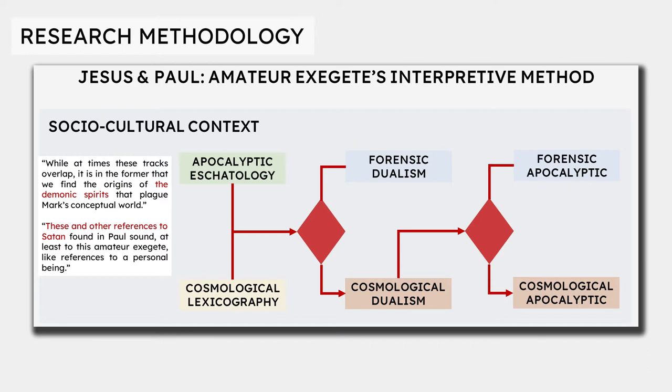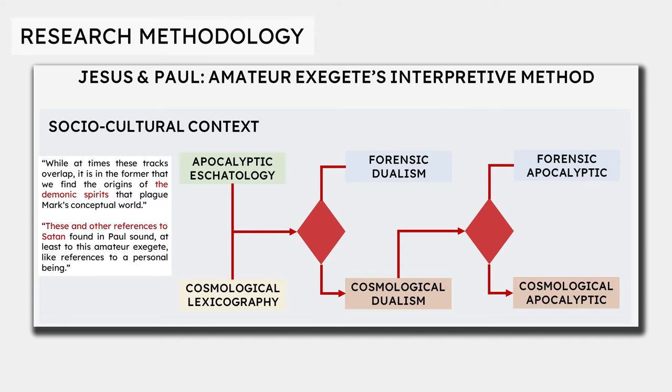As we can see, Ben explained that Jesus and Paul may have held to a forensic apocalyptic worldview, in which the final conflict of the world is between God and his angels on the one side and evil humans on the other, or a cosmological apocalyptic worldview, in which the final conflict of the world is between God and his angels on the one side and evil supernatural beings such as Satan, fallen angels, and demons on the other. How did he reach this conclusion?